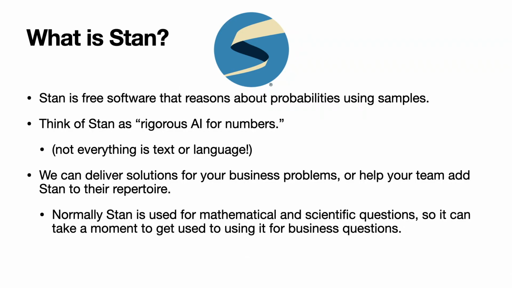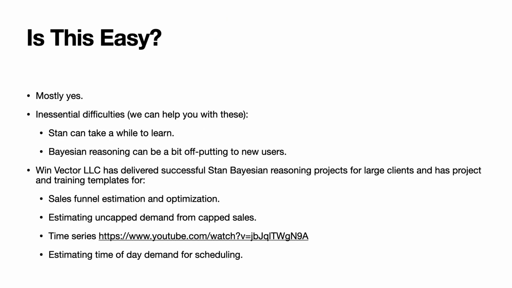So what is Stan? Stan is free software that reasons about probability using samples. Think of this process as rigorous AI for numbers. Even in this day and age, not everything is text or language. There are numbers and physics you have to model. We can deliver solutions for your business problems or help your team add Stan to the repertoire. Normally Stan's used for scientific questions, so it can take a bit of a moment to get it working for business questions. Is this whole process easy? Essentially, yes. Once you get rid of inessential difficulties, it can be done very well.